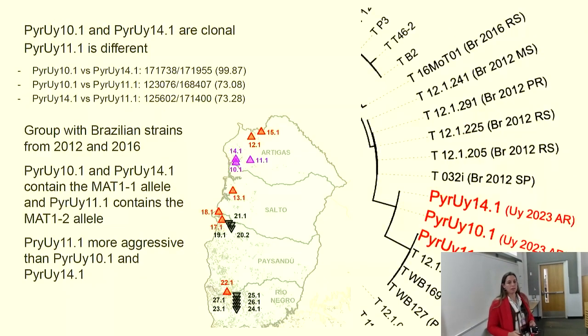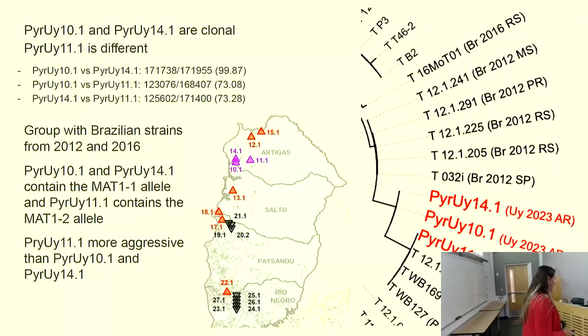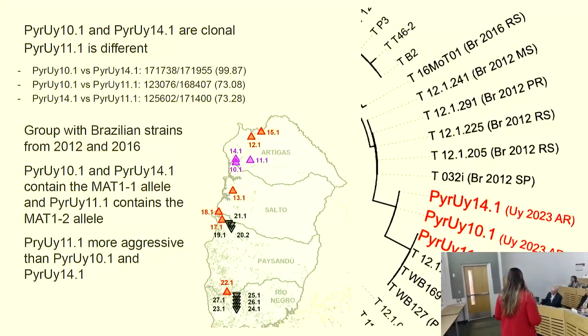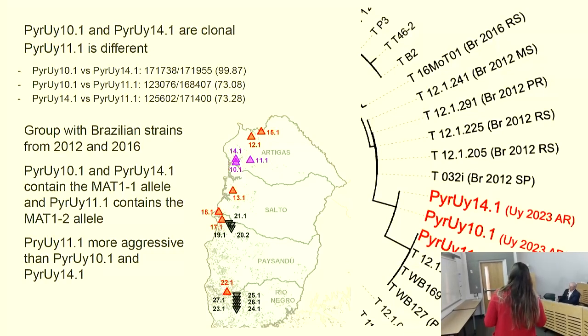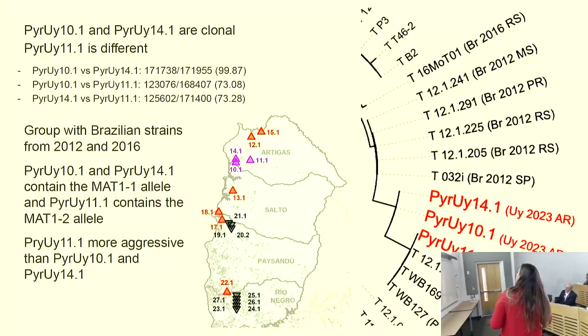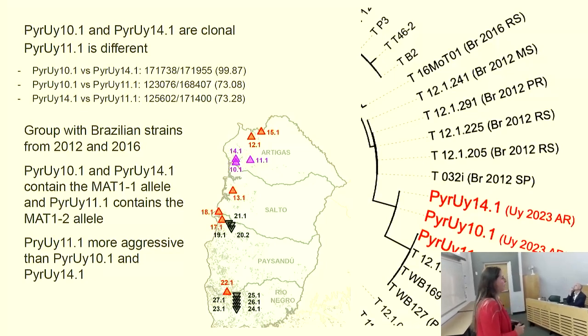And we also see that among the Uruguayan isolates, 2 of them are clonal, so they share 99.87% of identity on the SNPs. But one of them is a little bit different. So 11.1 is actually 73% similar to the other 2. And if you see in the map, 14 and 10 were collected almost next to each other, and 11.1 was collected a little bit further.